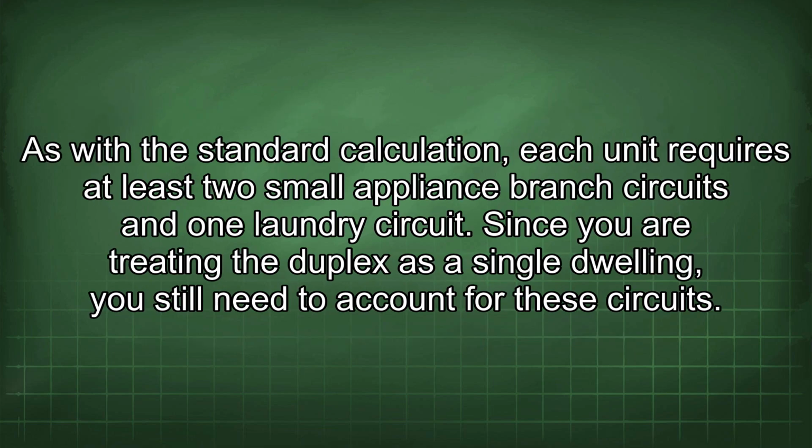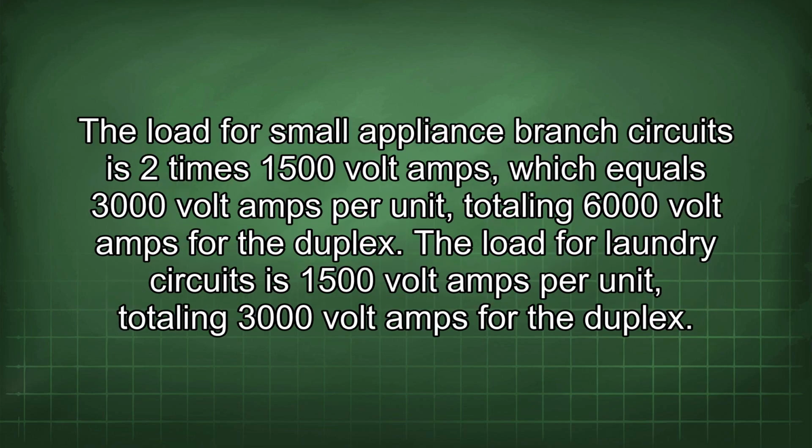As with the standard calculation, each unit requires at least 2 small appliance branch circuits and 1 laundry circuit. Since you are treating the duplex as a single dwelling, you still need to account for these circuits. The load for small appliance branch circuits is 2 times 1500 volt amps, which equals 3000 volt amps per unit, totaling 6000 volt amps for the duplex. The load for laundry circuits is 1500 volt amps per unit, totaling 3000 volt amps for the duplex.